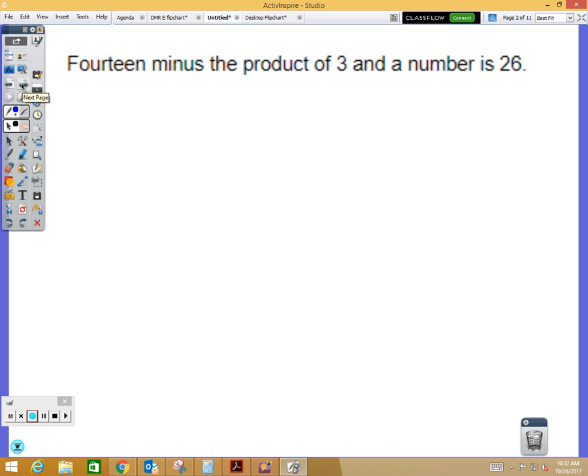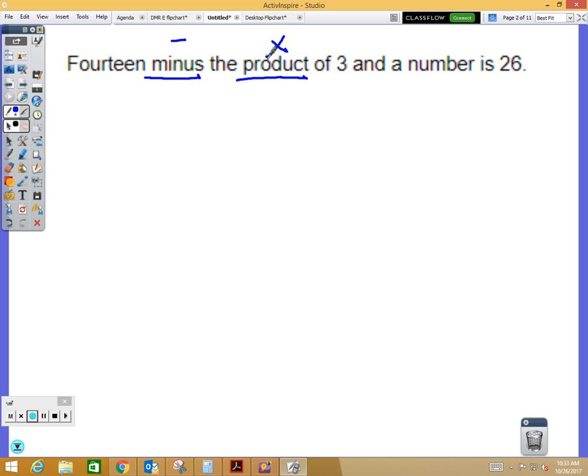14 minus the product of 3 and a number is 26. Let's talk about some words in this sentence that will let us know what symbol to use, because we want to write something that only has numbers and symbols. So tell me a word that you see up here that helps you know what symbol to use. Tommy. Minus, what symbol do you use for minus? A subtraction symbol. Okay? What's another symbol that we know? Product means what? Multiplying. What's another word? Ethan.